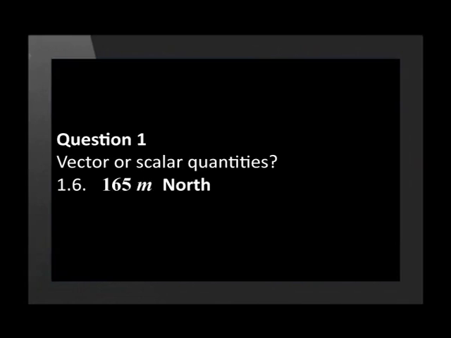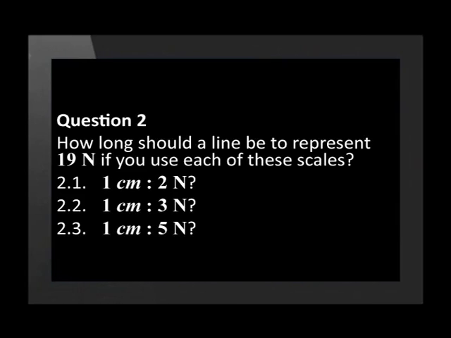165 meters north. How long should a line be to represent 19 newtons if you use each of these scales? 1 centimeter to 2 newtons, 1 centimeter to 3 newtons, and 1 centimeter to 5 newtons.